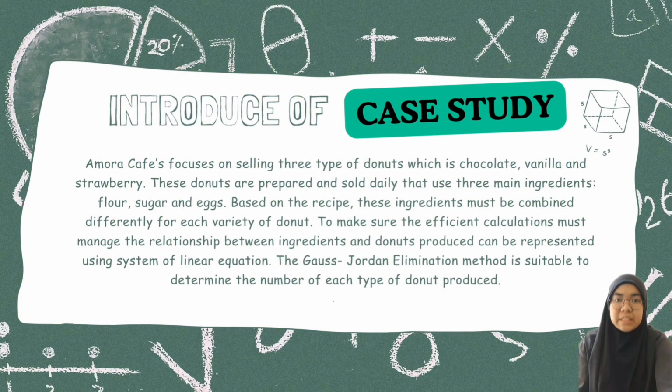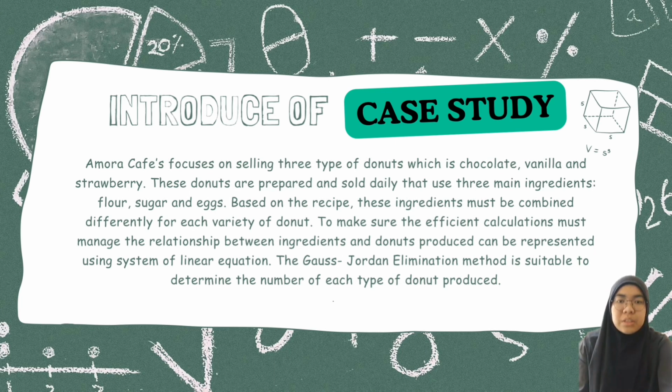Introduction of the study for Gauss-Jordan elimination. Amora Cafe focuses on selling three types of donut, which are chocolate, vanilla, and strawberry. These donuts are prepared and sold daily. There are three main ingredients: flour, sugar, and eggs. Based on the recipe, these ingredients must be combined differently for each variety of donut.